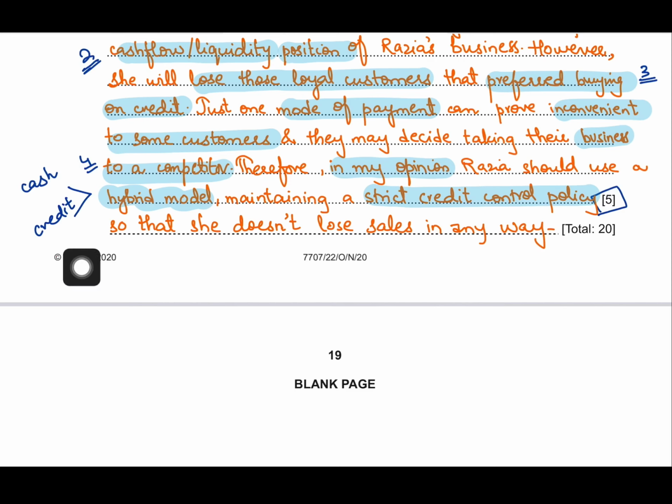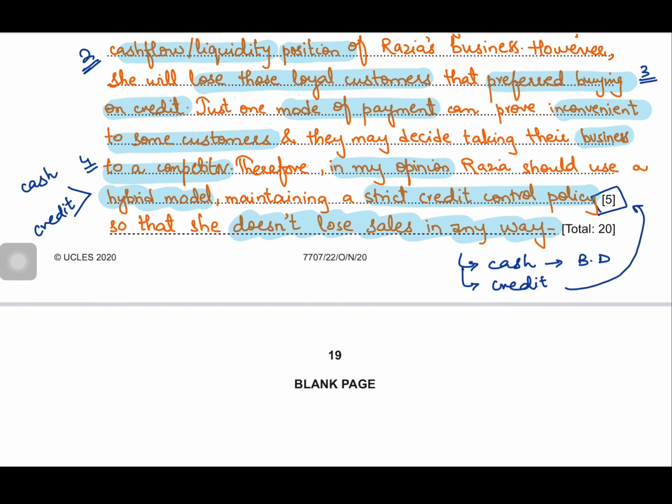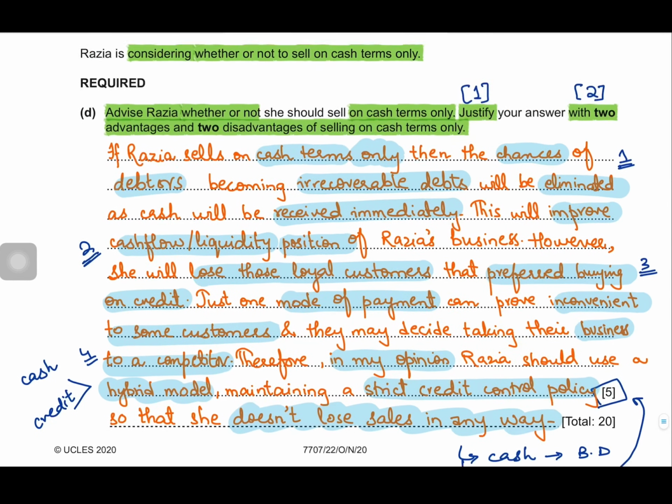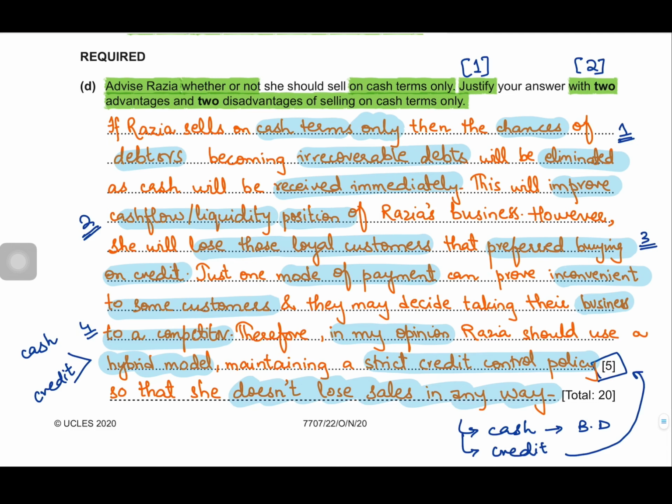And why am I suggesting this, that maintaining a strict credit control policy with the hybrid model, so that she doesn't lose sales in any possible way, right. So she will be selling on cash to those customers who prefer paying on time, right. So again, no possibility of bad debts. And if she wants to sell on credit, then how? By maintaining a strict credit control policy, right. So this is how you can write your answer for 5 marks.